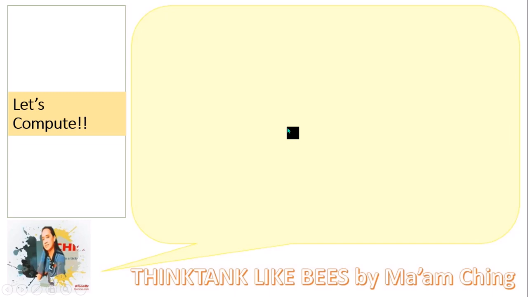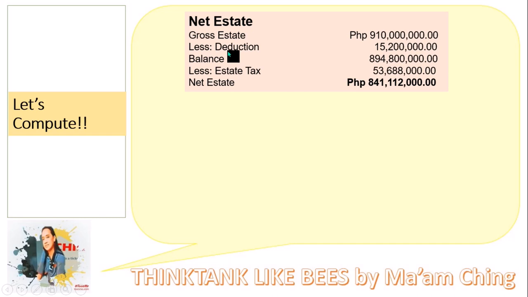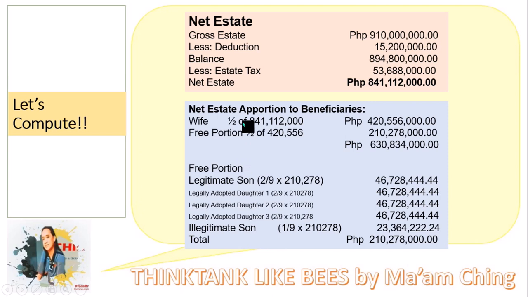Okay, so to continue, for the net estate, the computation is the gross estate of 910 million minus the deduction of 15,200,000. So the balance is 894,800,000, minus the estate tax that we already computed, which is 6% of 894.8 million, or 53,688,000. So the net estate that should be apportioned to the beneficiaries would be 841,112,000.